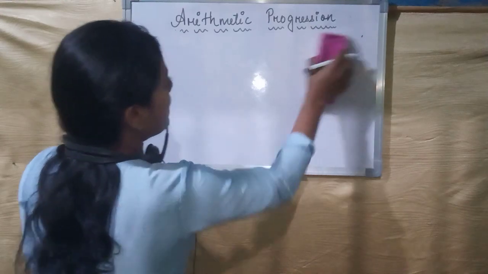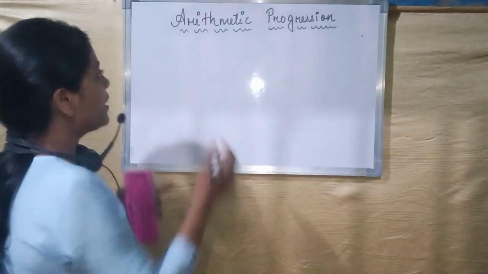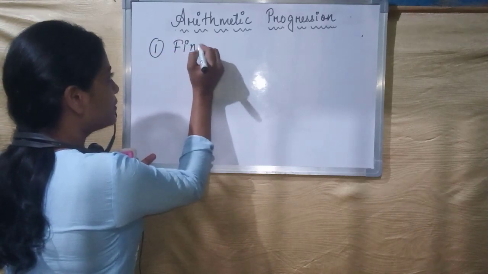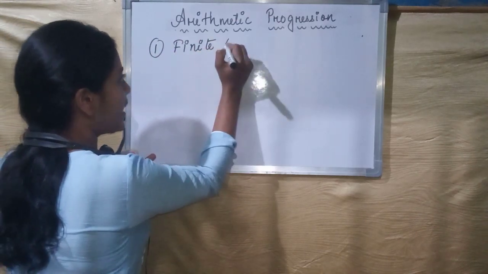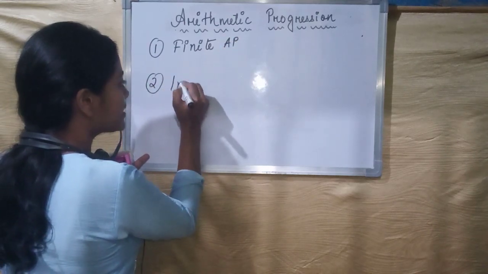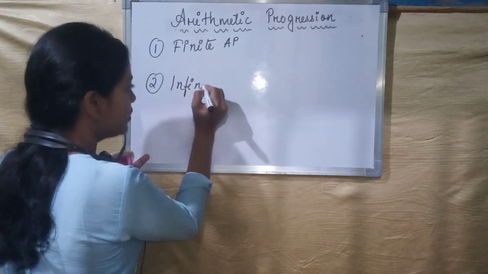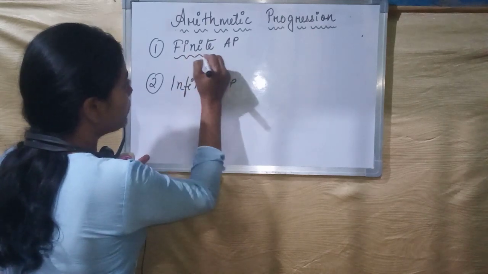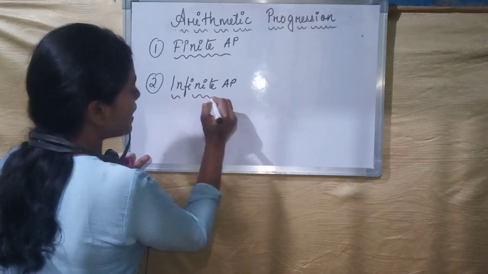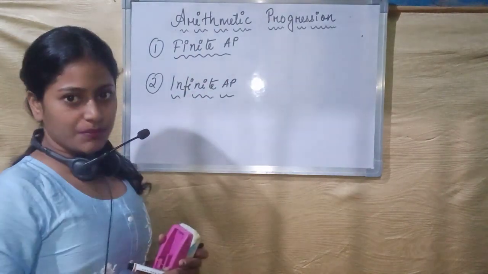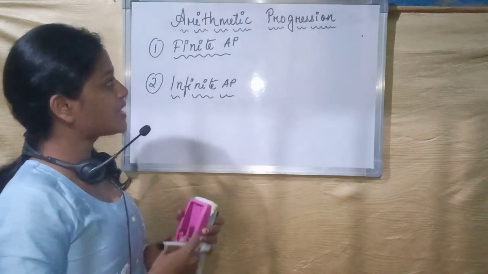Now we generally have two types of arithmetic progression. First one is finite arithmetic progression, and the other is infinite arithmetic progression. By the terms finite and infinite arithmetic progression, what do we mean? Finite arithmetic progression means the arithmetic progression which has limited terms.